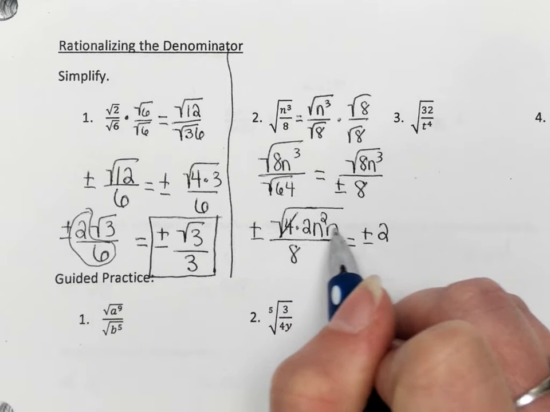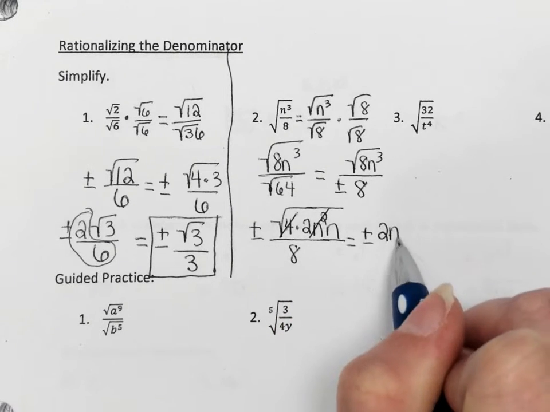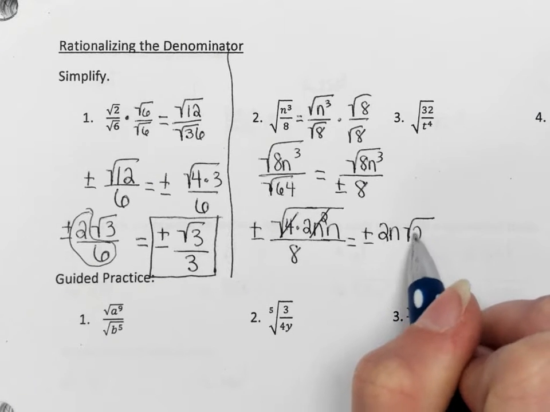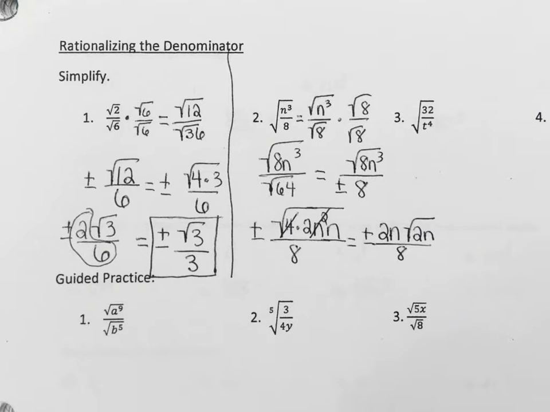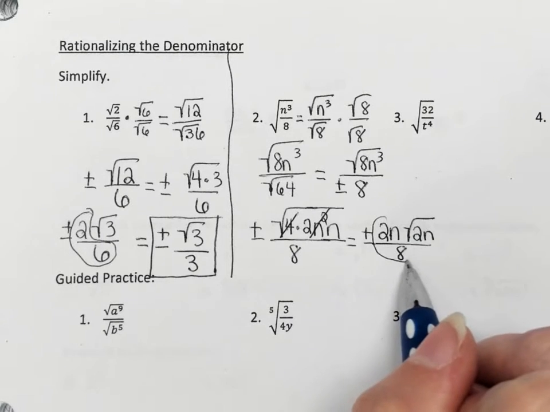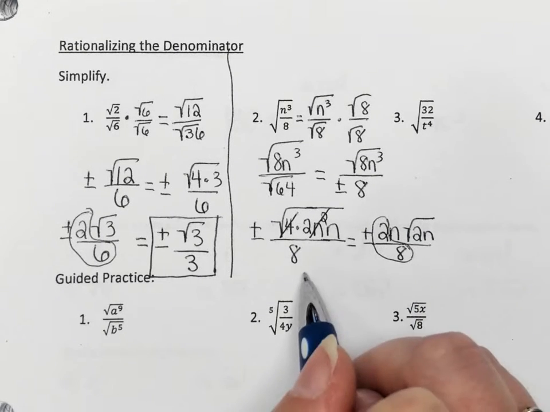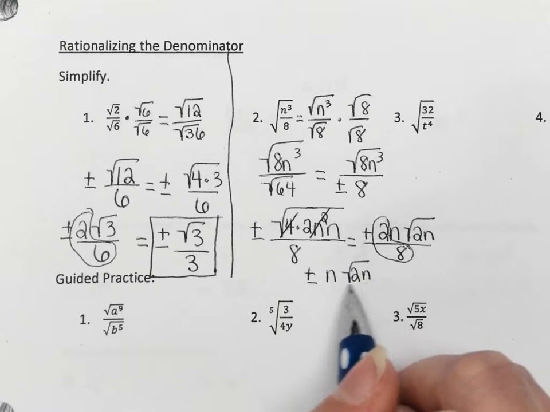What else can I take the square root of? N squared is n. There you go. And 2n is left on the top over 8. What can I simplify? The 2 and the 8. Very good. So that's plus and minus n square root of 2n over 4.